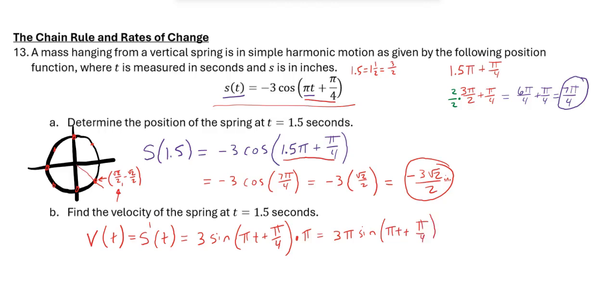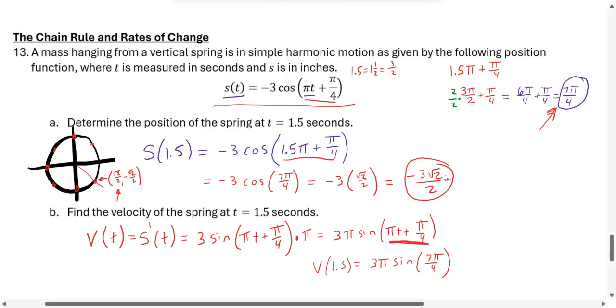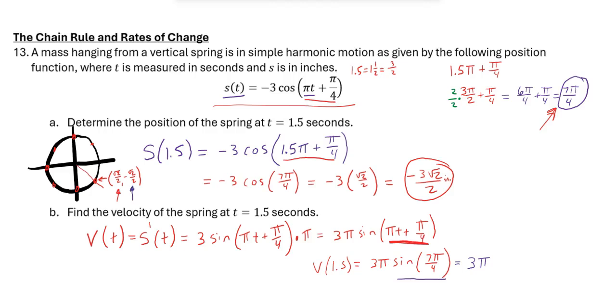Now we want this at 1.5, so v of 1.5 would be equal to 3 pi sine. Now remember, we figured out what all of this mess is already when we plug in 1.5. It's 7 pi over 4. I'm just going to use my same analysis from before. I'm not going to rethink that every time. Okay, and so we have 3 pi times sine of 7 pi over 4. Sine is the y coordinate, which is negative root 2 over 2. And so we would write that as negative 3 pi root 2 over 2. And I believe that it's in inches per second is the velocity.